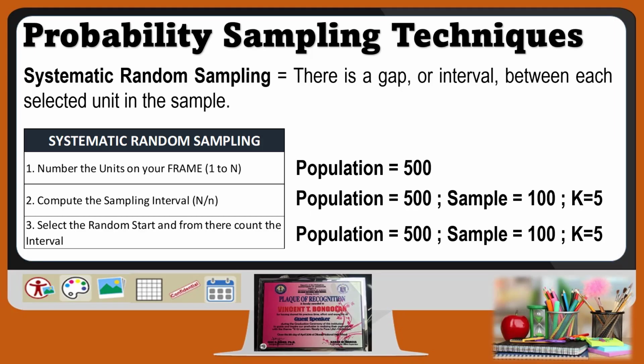Okay. Next is to select the random start, and from there, count the number of intervals from the random start. You know, guys, when I was taking up a statistics course in college, random start generators or random number generators were introduced by my professor.